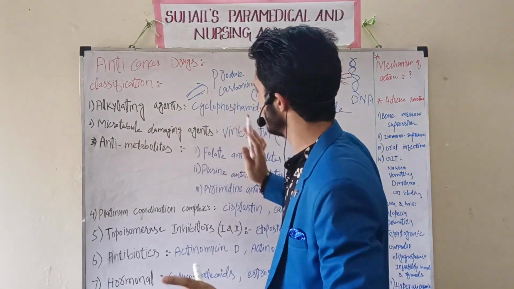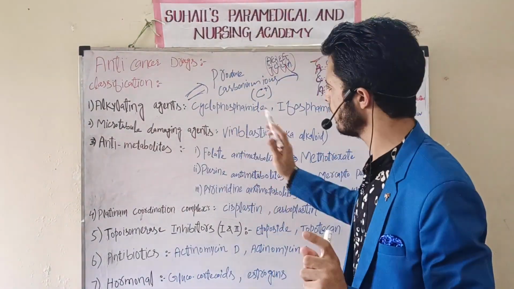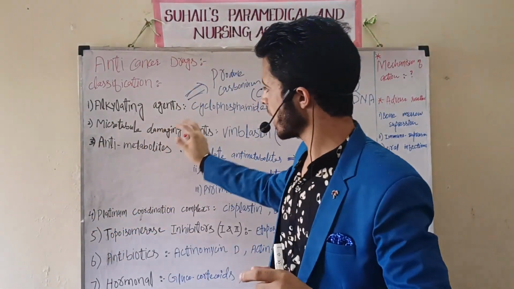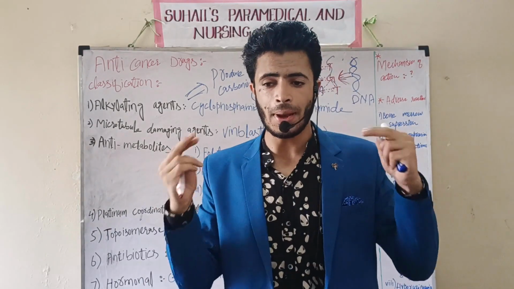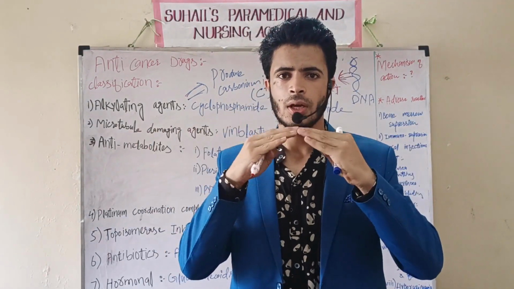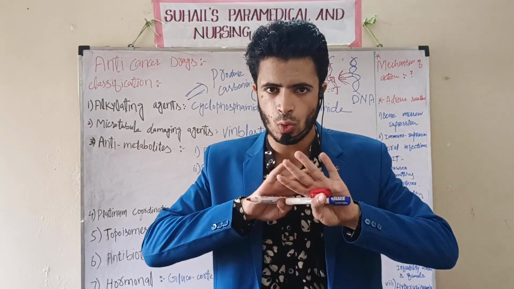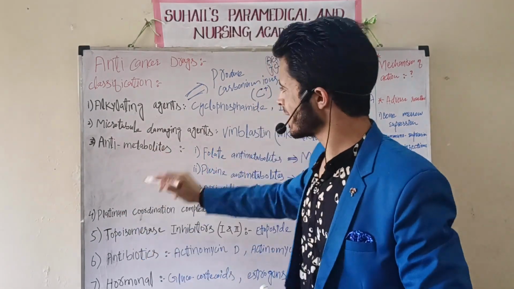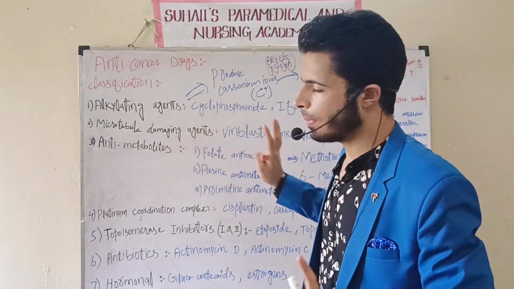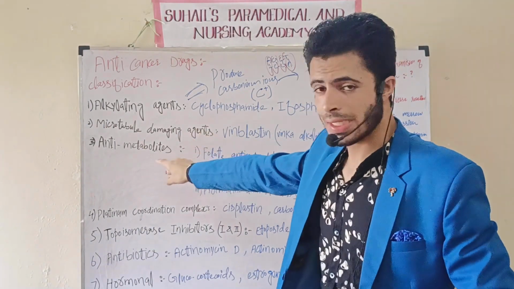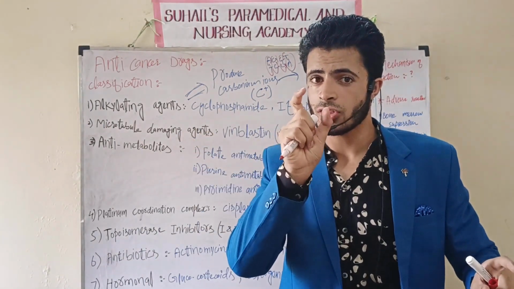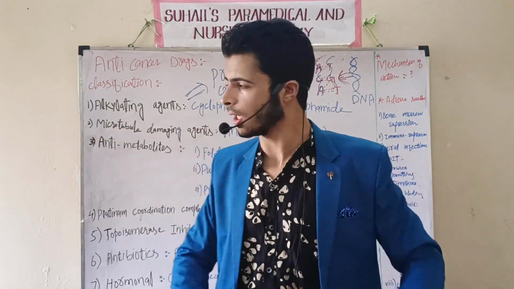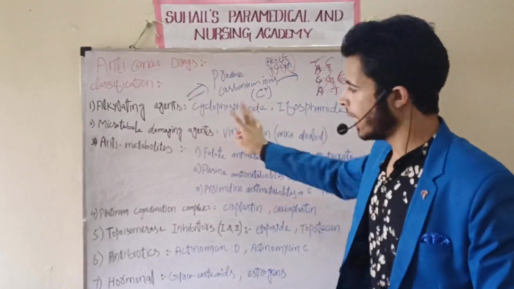Suppose the second is microtubule damaging agents. Microtubule damaging agents, what will they do? We all know during cell division microtubules will be produced. These drugs will inhibit the arrangement of microtubules. When microtubules are not arranged, there will be no separation of DNA. When there is no separation of DNA, the cell will not progress further in cell division. The cells will be destroyed. That is the role of microtubule damaging agents. Remember, I have already told this in the cell cycle. When I was studying the cell cycle, I told that there will be formation of microtubules which will help in the separation of DNA. So that will be inhibited by microtubule damaging agents.